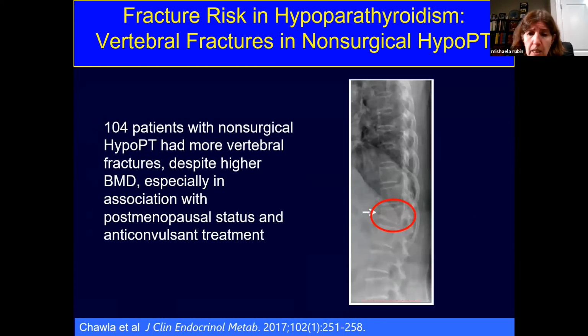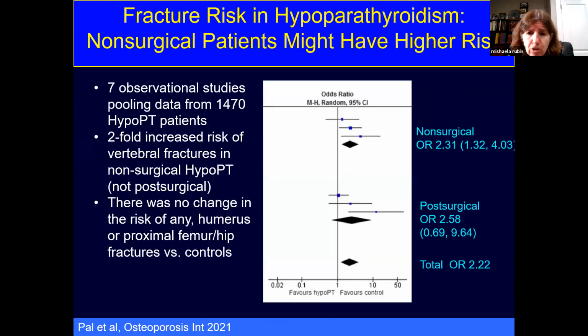And similar findings in another study, these were only non-surgical patients, but also an increased rate of vertebral fractures was found in these patients, and particularly so in the patients who were postmenopausal. There were men in this study also, and patients who were taking anti-seizure medicines, because we know that anti-seizure medicines can have a harmful effect on bones. So these smaller studies might suggest that maybe we do need to be concerned about an increase in fractures.